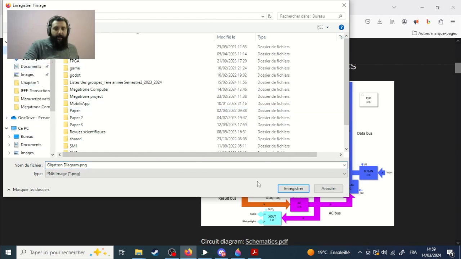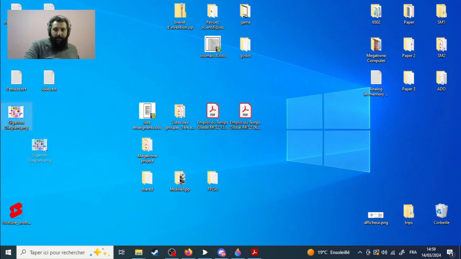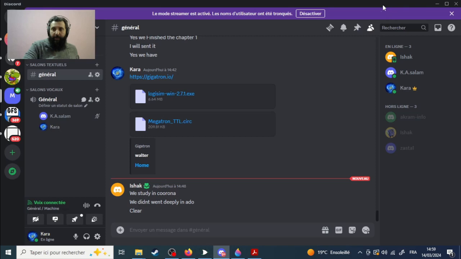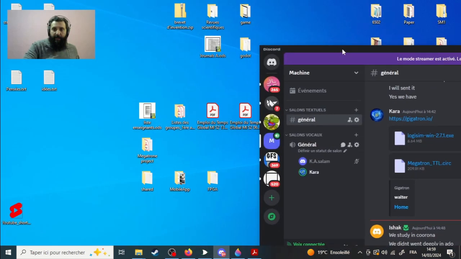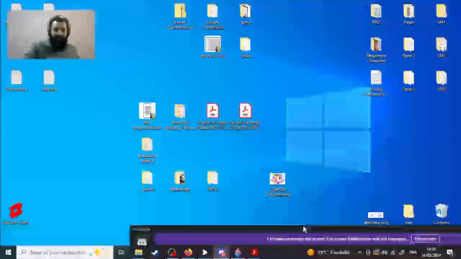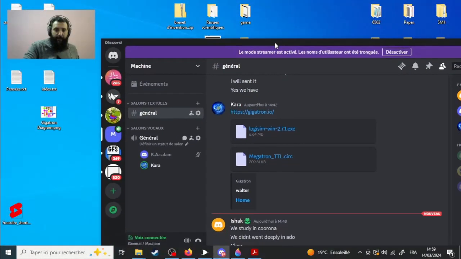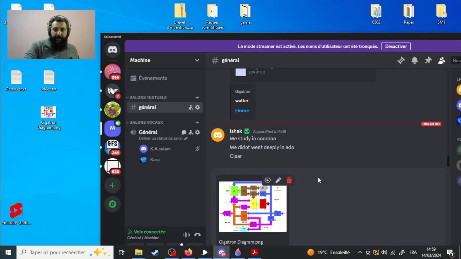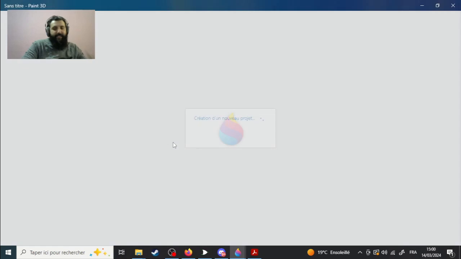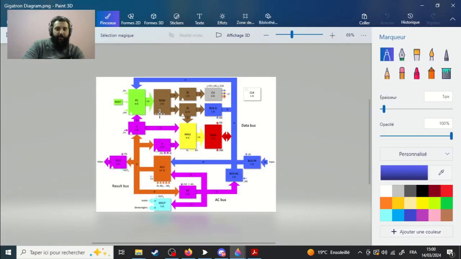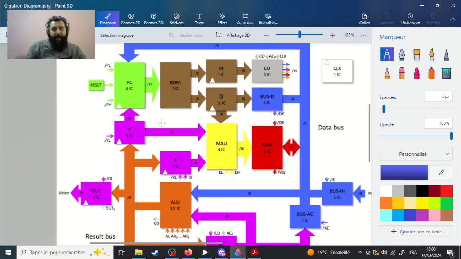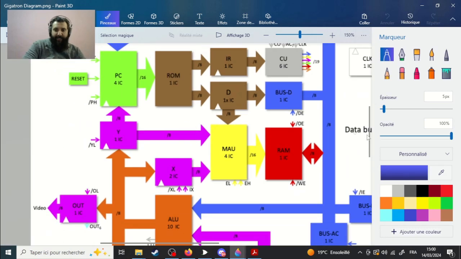I'll give it to you just to get better access to the diagram. Okay, this is the file, this is the picture. Let's try to study this picture. This is a picture of Gigatron. Megatron and Gigatron are practically identical in the microarchitecture. There are just some differences. We will try to study that later. Anyway, the global microarchitecture is like this.